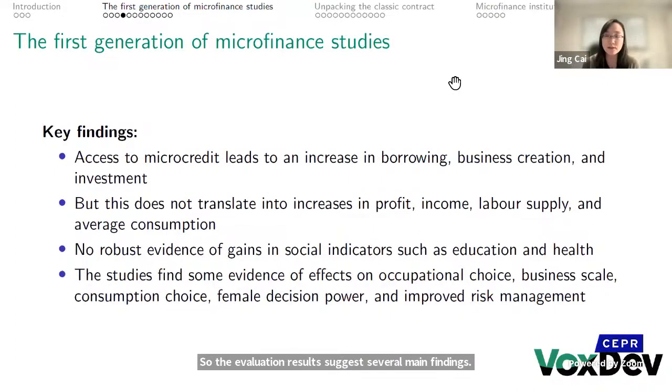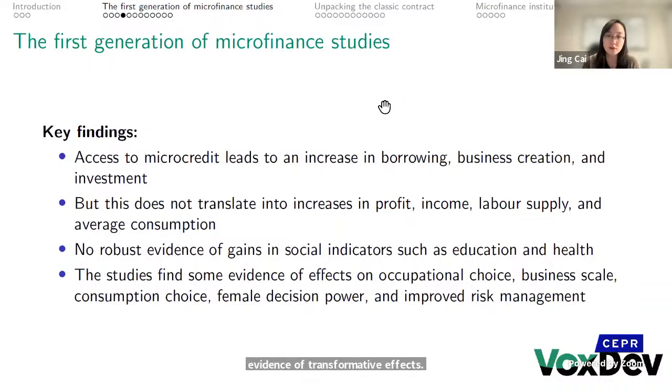So the evaluation results suggest several main findings. First, although access to microcredit leads to an increase in borrowing, business creation, and investment, most studies have found that this does not translate into increases in profit, income, or consumption, at least over the time horizon of 1 to 3 years post-intervention. There's also no robust evidence of gains in social indicators such as education and health. As a result, microcredit expansion only had modestly positive impacts on beneficiaries, with very little evidence of transformative effects.